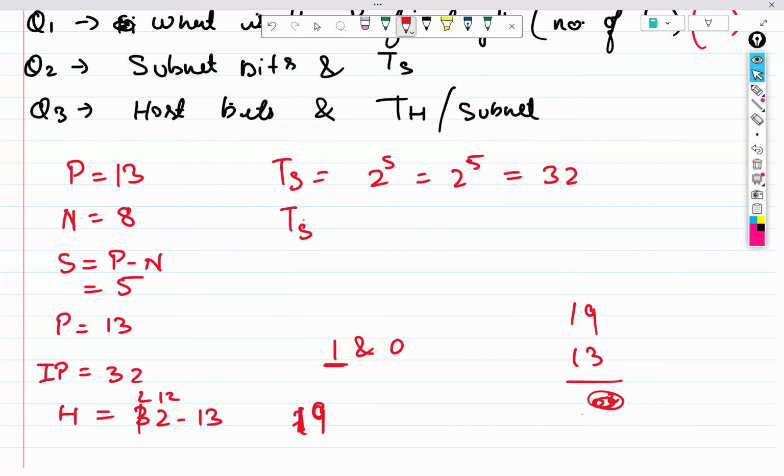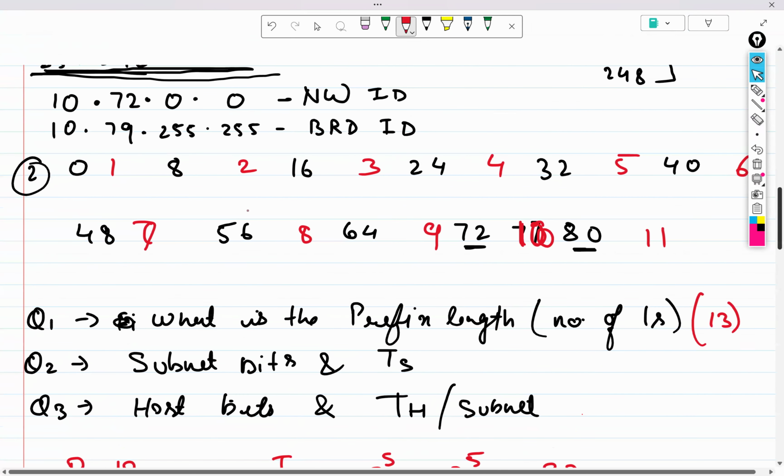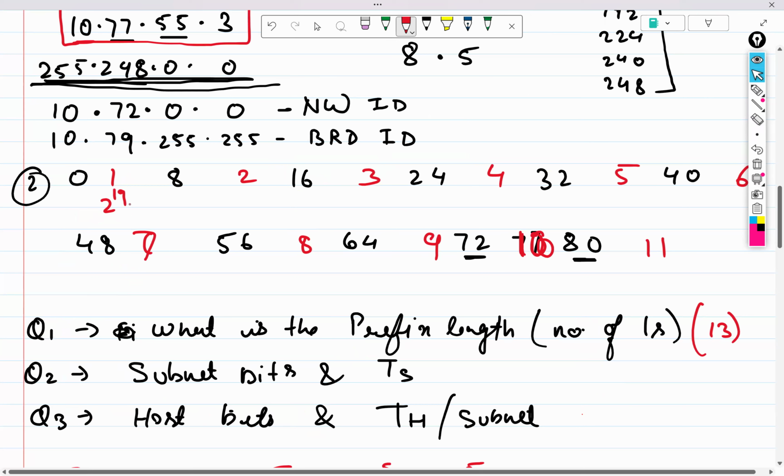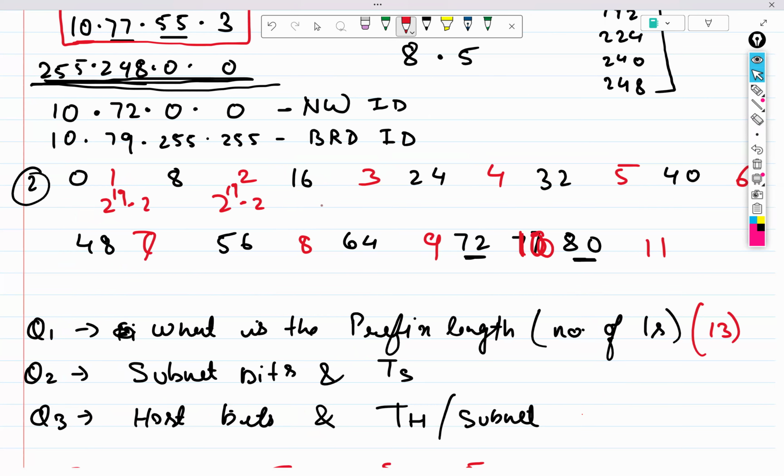So the total number of hosts is 2 power h minus 2. That gives us 2 power 19 minus 2 hosts per subnet. Per subnet, meaning that in the first subnet, you have 2 power 19 minus 2 hosts. In the second subnet also you have 2 power 19 minus 2 hosts. The third subnet also you have 2 power 19 minus 2 hosts. Fourth subnet also you have 2 power 19 minus 2 hosts.